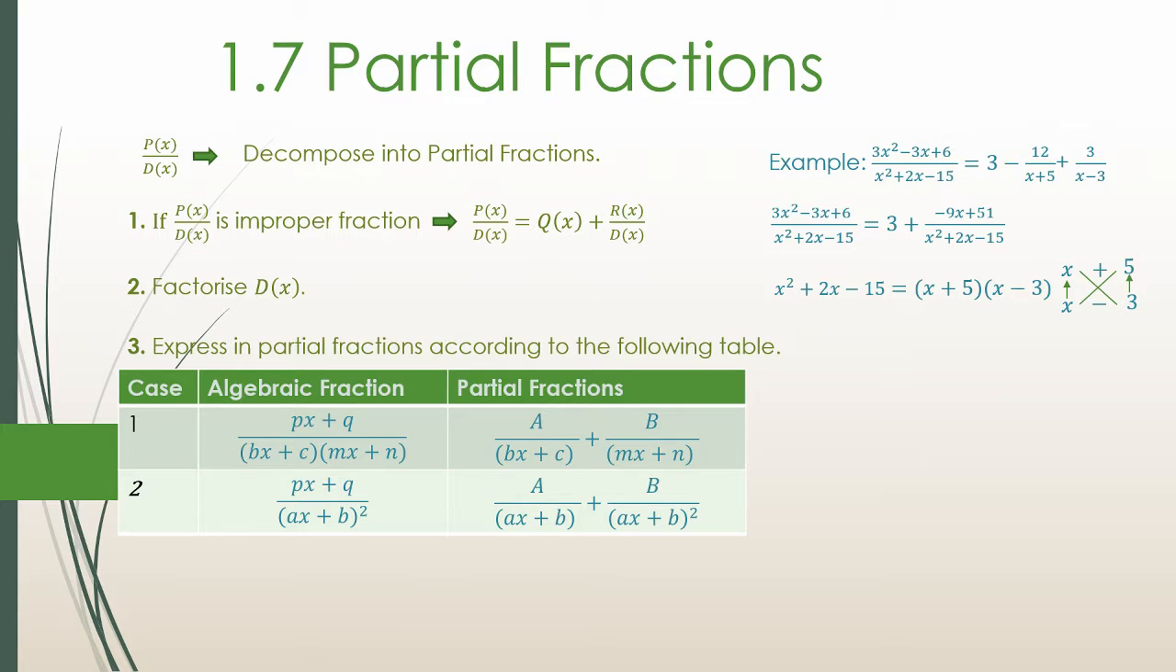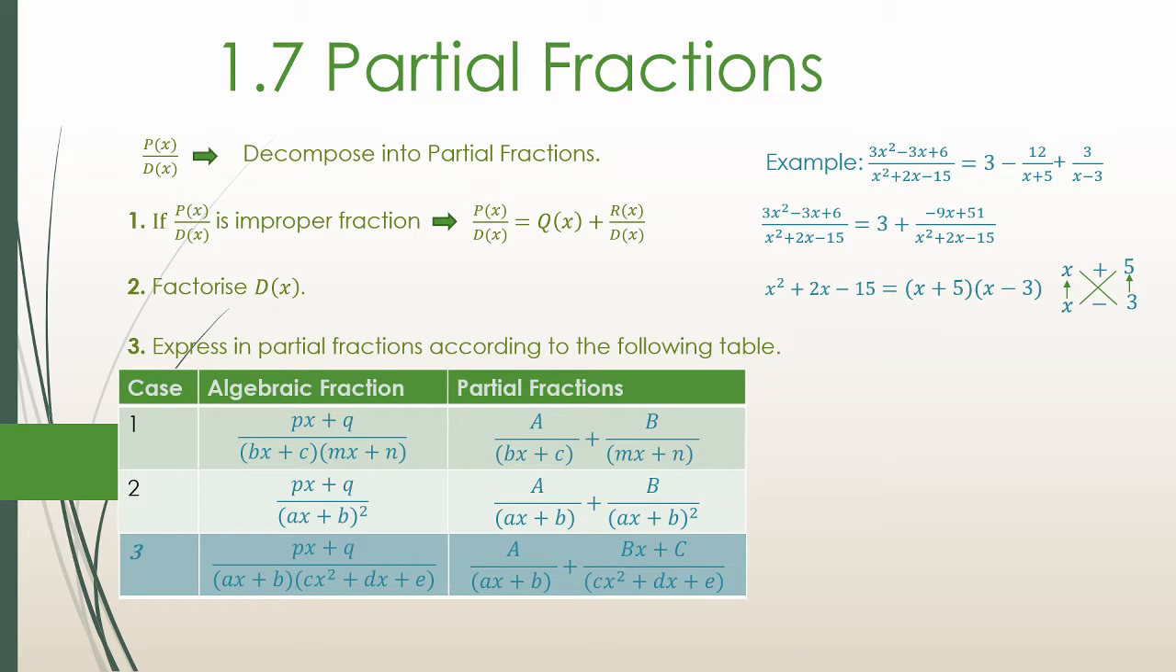Case 2. If the denominator has repeated linear factors, then it can be decomposed into a sum of two fractions. The first one is a constant over the factor and the other is a constant over the square of the factor. Case 3. If the denominator has one linear factor and a quadratic factor, then the two fractions will be a constant over the linear factor and a linear polynomial over the quadratic factor.